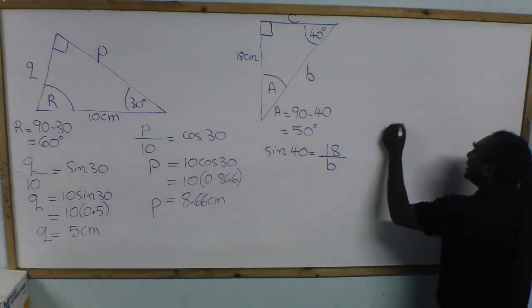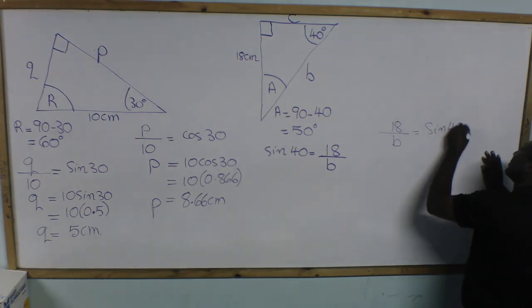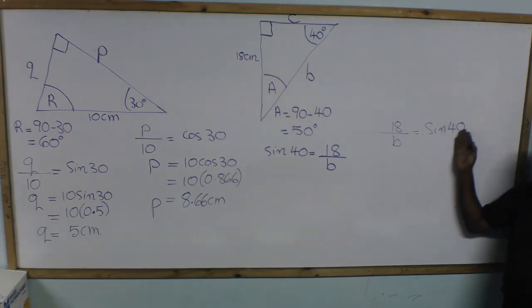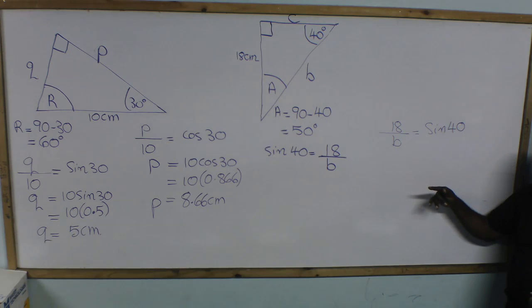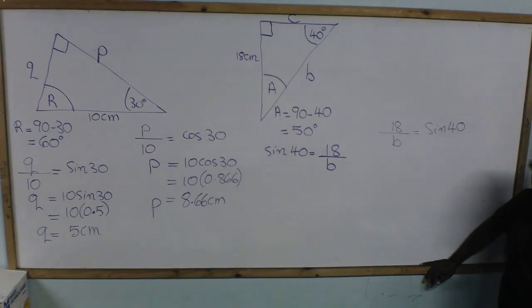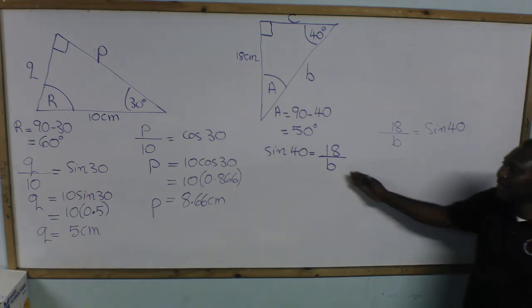Now let us look at the alternative. 18 over b is equal to sine 40. We're dividing by b here. What do we do? Multiply. When we multiply, notice here it's gone already. Where is that? On the right hand side. So it will cause your work to be extended by at least another single step, because it's just on the right hand side.